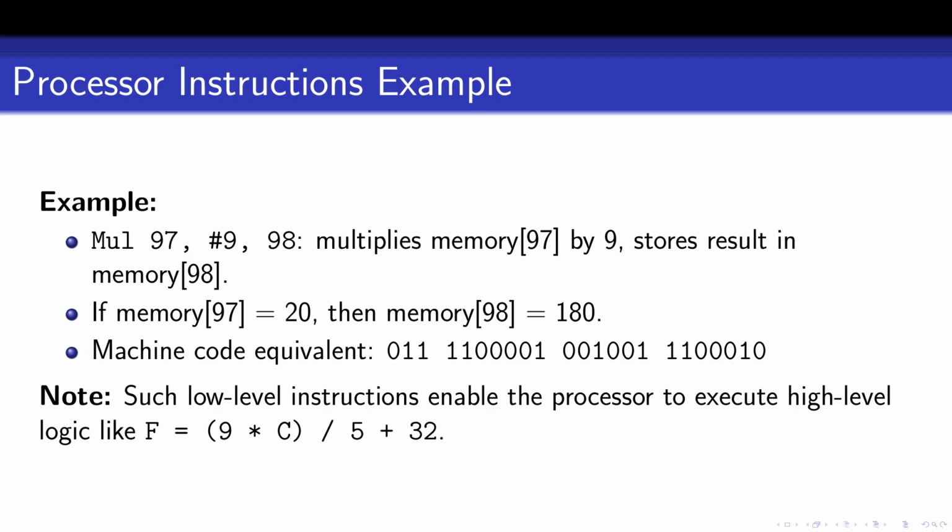When we write high-level code like f equals 9 times c, divided by 5 plus 32, the compiler or interpreter breaks it down into dozens of these low-level instructions. So even a seemingly simple line of Python turns into a complex series of hardware-level operations that the processor executes lightning fast.